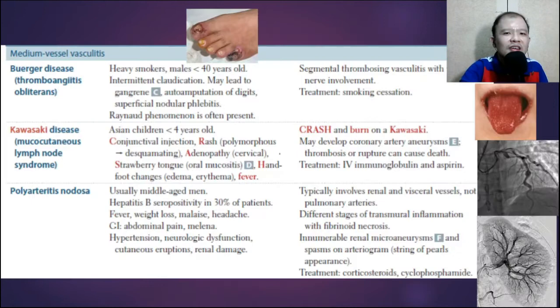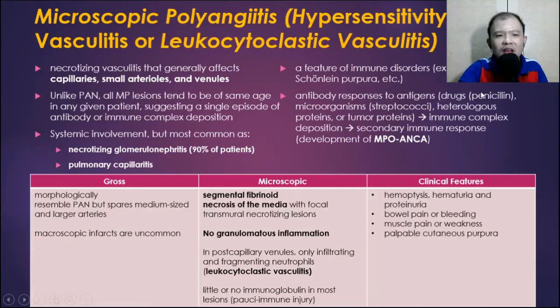So this is a summary of the information that we mentioned just recently. Mucocutaneous lymph node syndrome involves the oral mucosa. Here, if I'm not mistaken, this is the strawberry tongue, oral mucositis. Next, we're done with medium size vasculitis. We go to small size vasculitis.